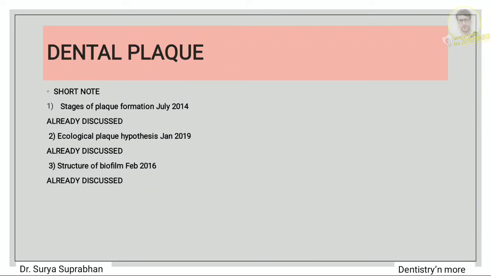Now coming to the second one, that is the ecological plaque hypothesis. So when you're writing this answer for this question, first define what is plaque, then write the 4 hypotheses and then write about the ecological plaque hypothesis. There is a diagram also for this plaque hypothesis. Please do draw that. Now coming to the structure of biofilm, that is already discussed.